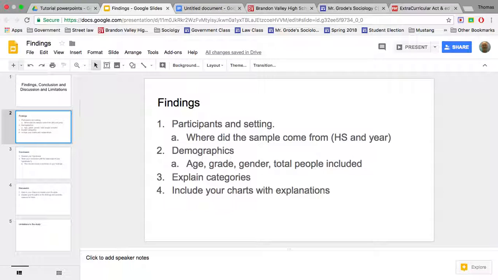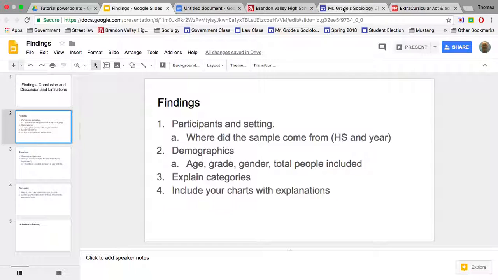A while ago, I had you come up with categories and how you were going to do things. If you're going to have, like, those who worked a lot, how are you going to categorize those? So now you need to explain those categories. And then you need to start including your charts and explain what the data is.